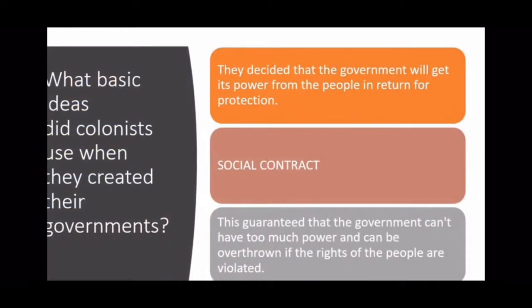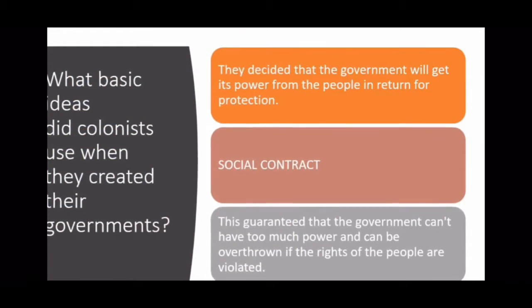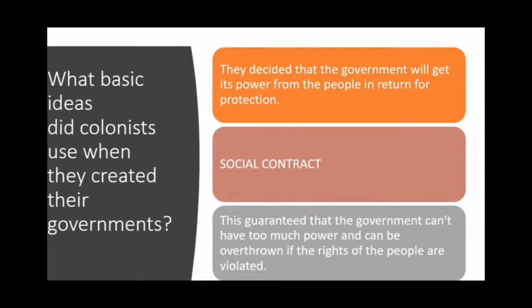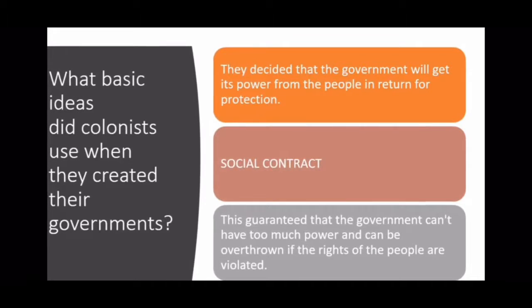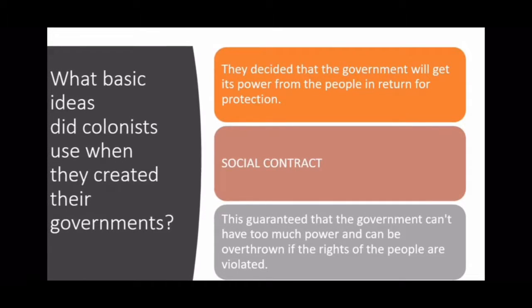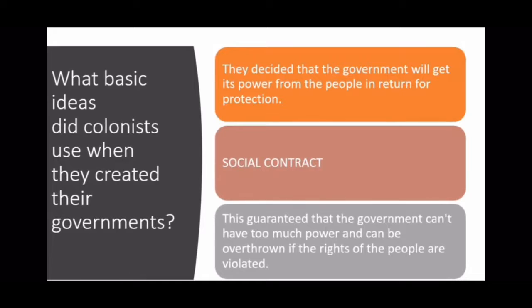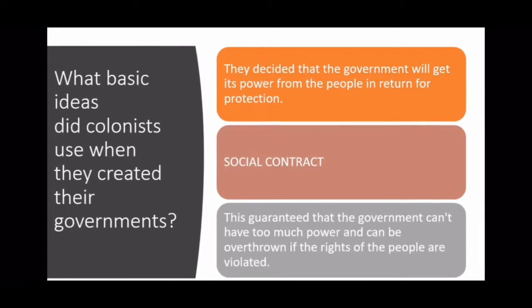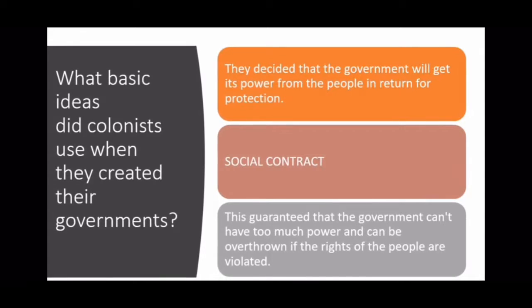What basic ideas did colonists use when they created their governments? They decided that the government will get its power from the people in return for protection. This guaranteed that the government can't have too much power and can be overthrown if the rights of the people are violated. The social contract was one of the many basic ideas the colonists used in creating their government.